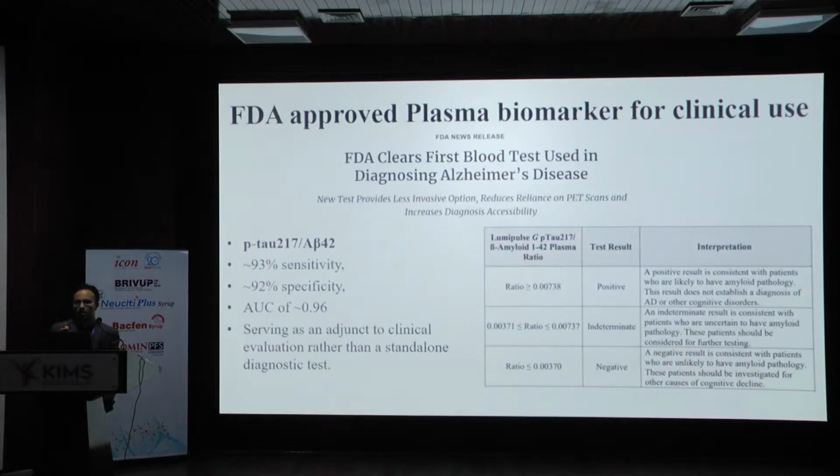And as of now, only one blood-based biomarker test has been approved for clinical use by the FDA, and that is the ratio of P217 to A beta 42. It has demonstrated a sensitivity of more than 90%, specificity again more than 90%, and an area under the curve of 0.96. They have clearly mentioned it will serve as an adjunct to clinical evaluation rather than a standalone diagnostic test.